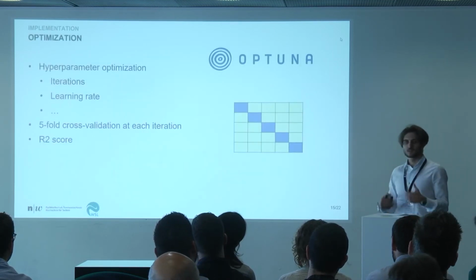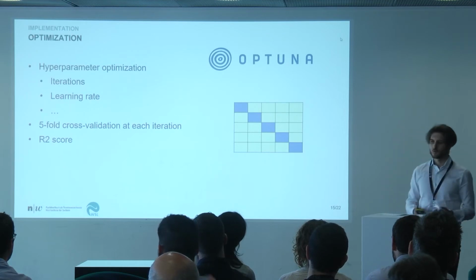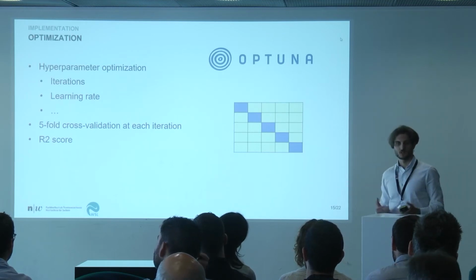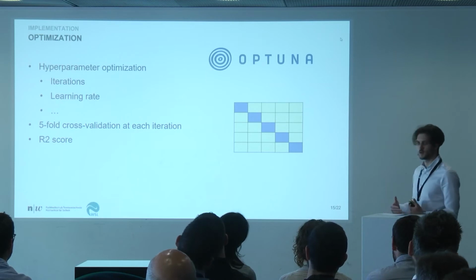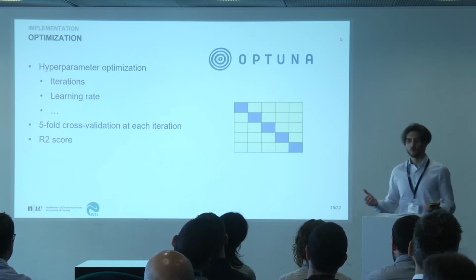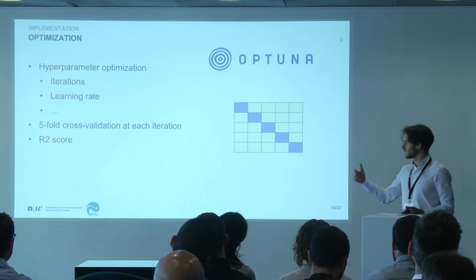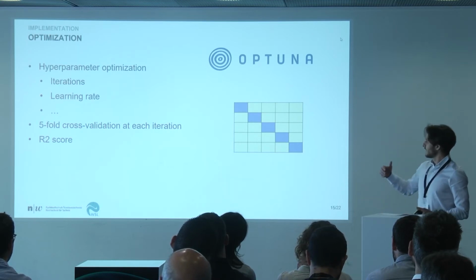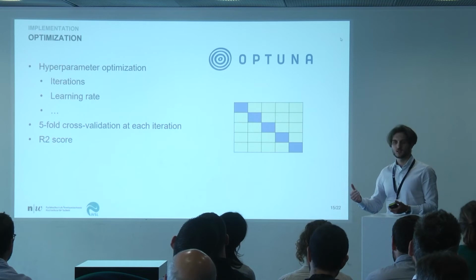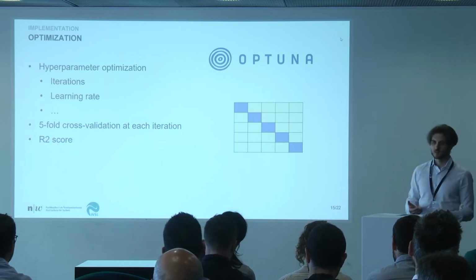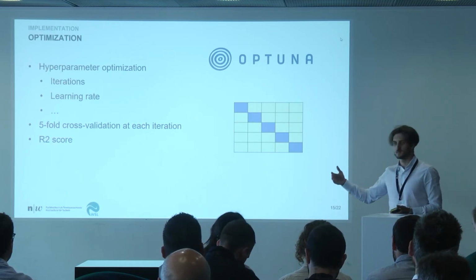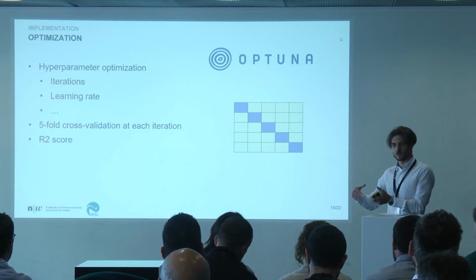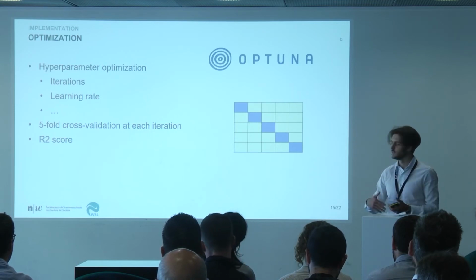So let's go a step further to the optimization of our model. Therefore, we used Optuna, which is a hyperparameter tuning framework written in Python. We optimized parameters from our model like iterations, learning rates, and so on. Then at each optimization iteration, we performed a 5-fold cross-validation with the optimization objective of the R2, the mean R2 score of these 5 folds.